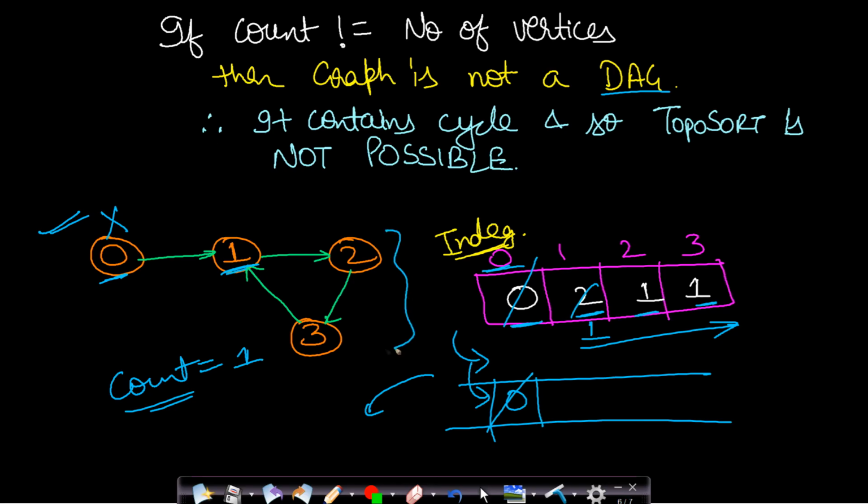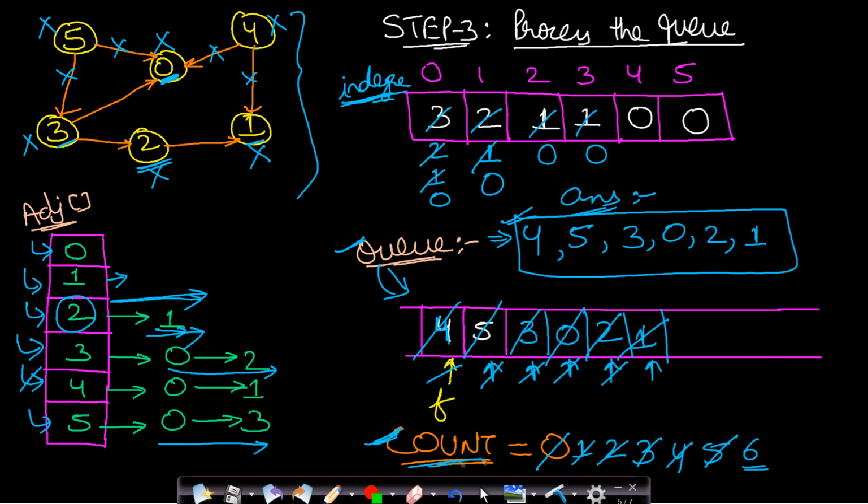But you can see that the number of vertices is basically 4. So the number of vertices is not equal to your count value, that is the number of nodes processed, and therefore you can assume that this is not a directed acyclic graph. This must be a cyclic graph. So for taking care of the cycle condition, we had to use this counter.